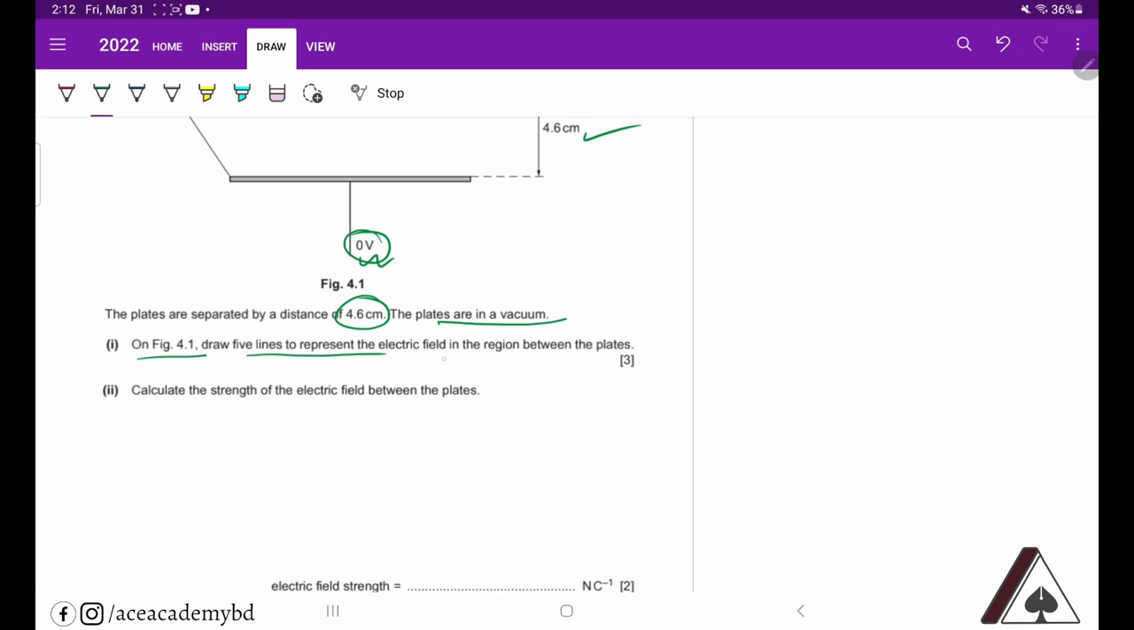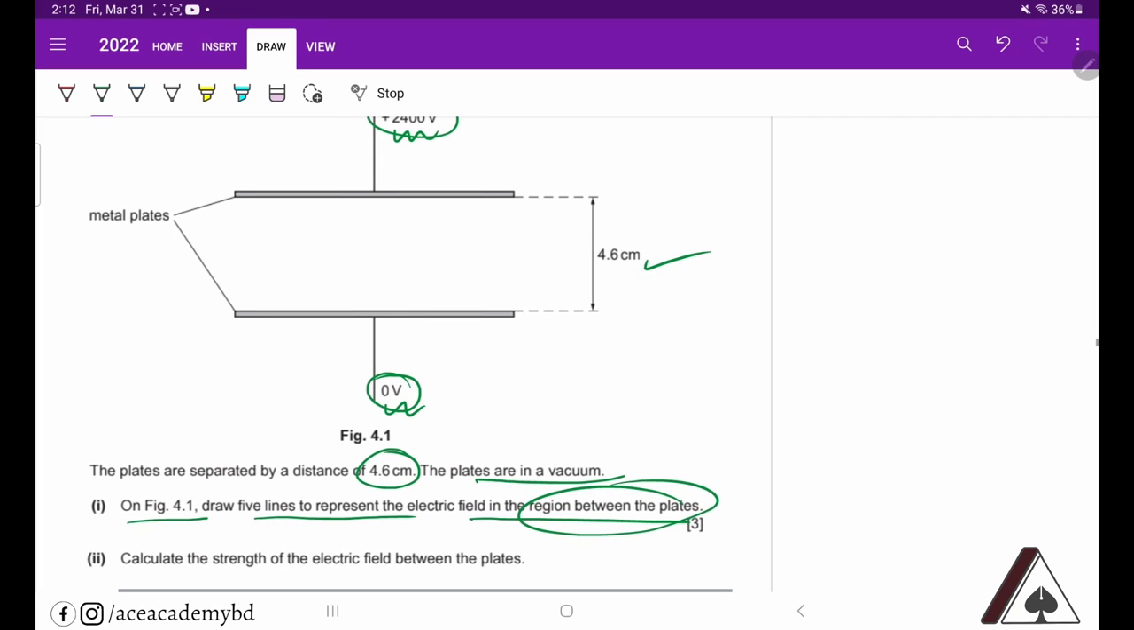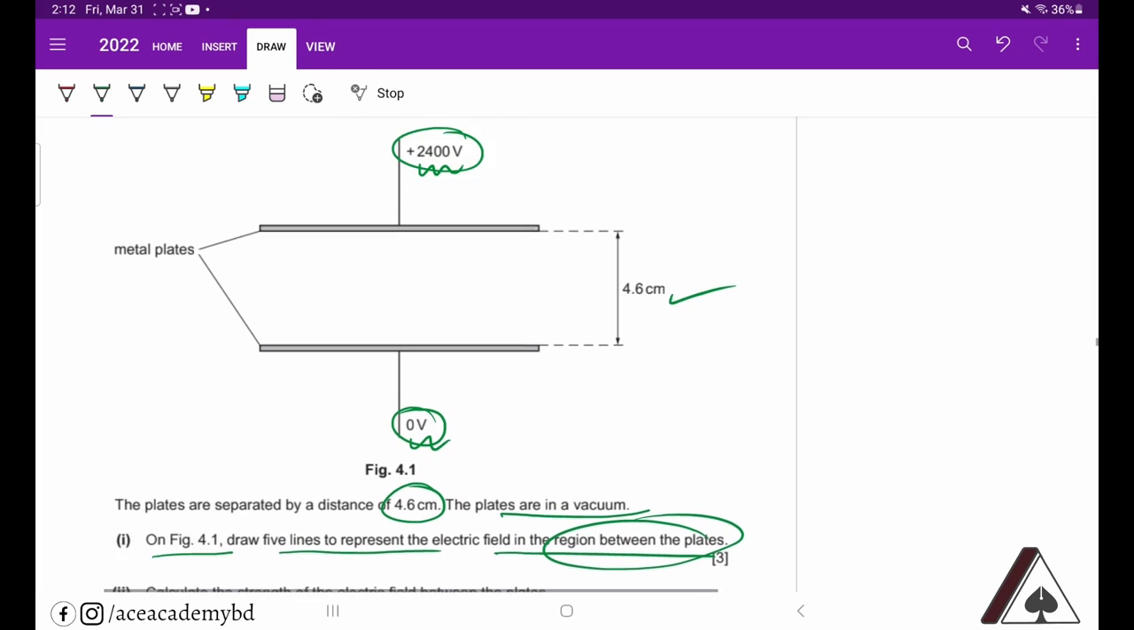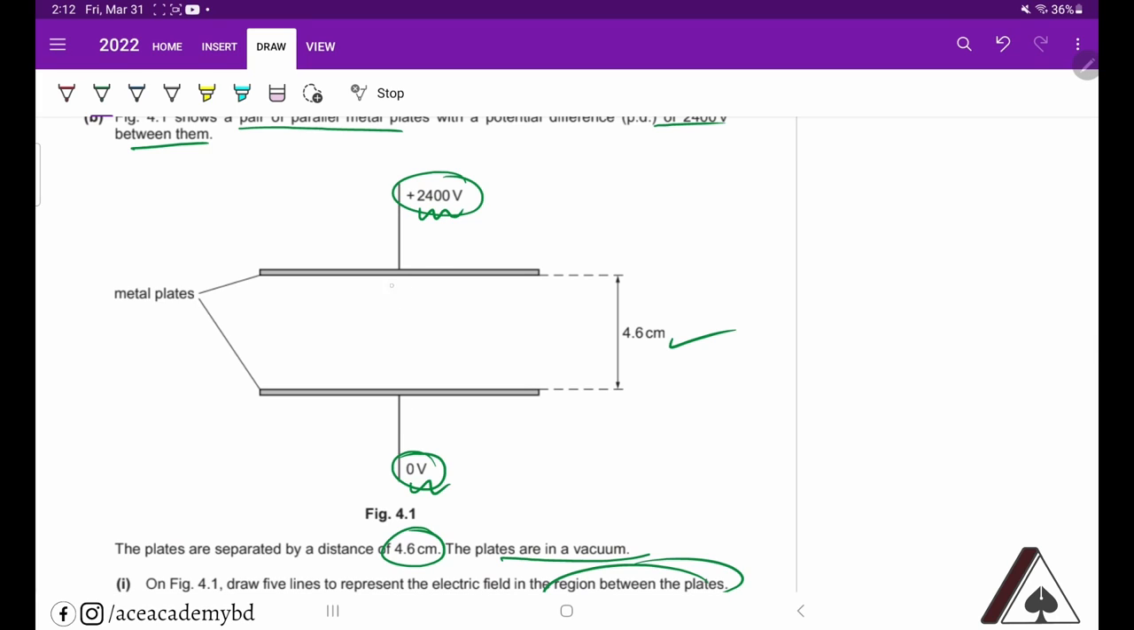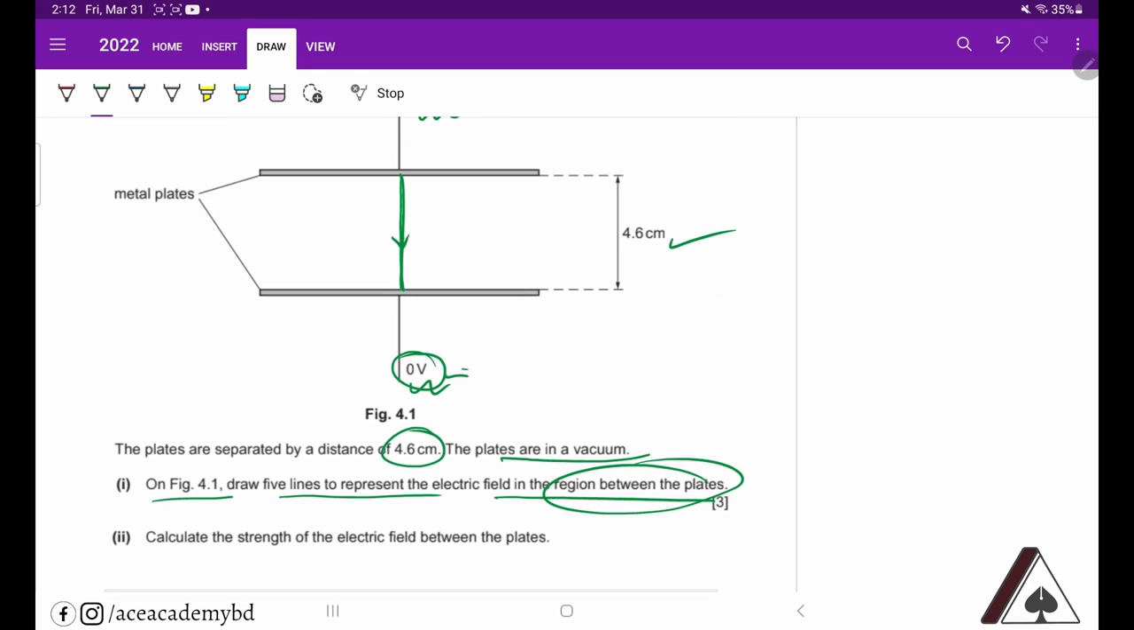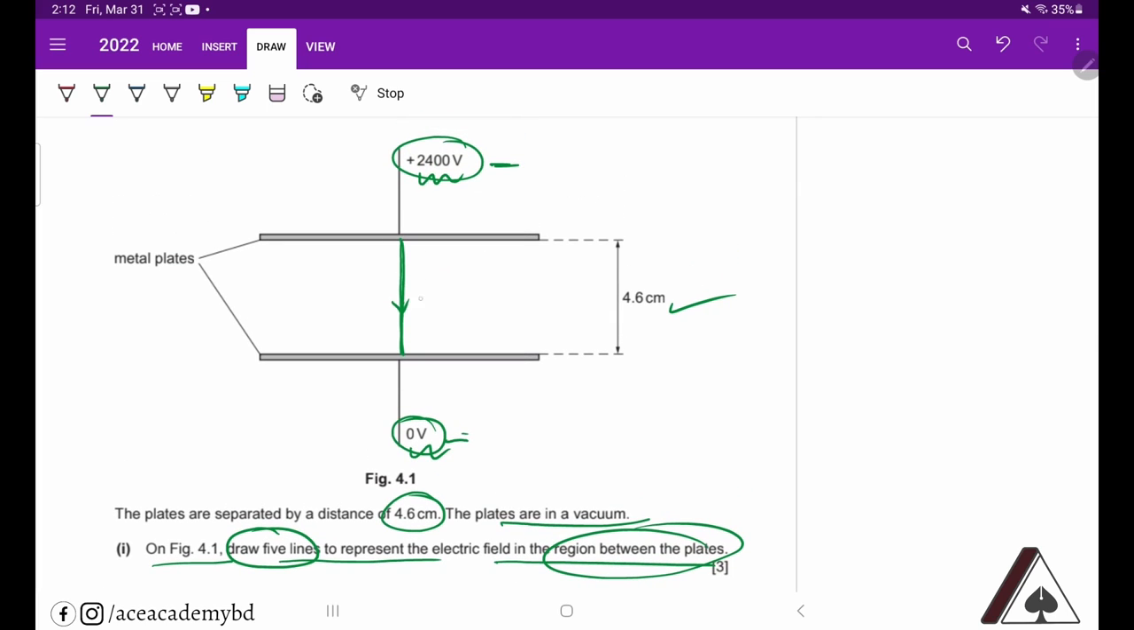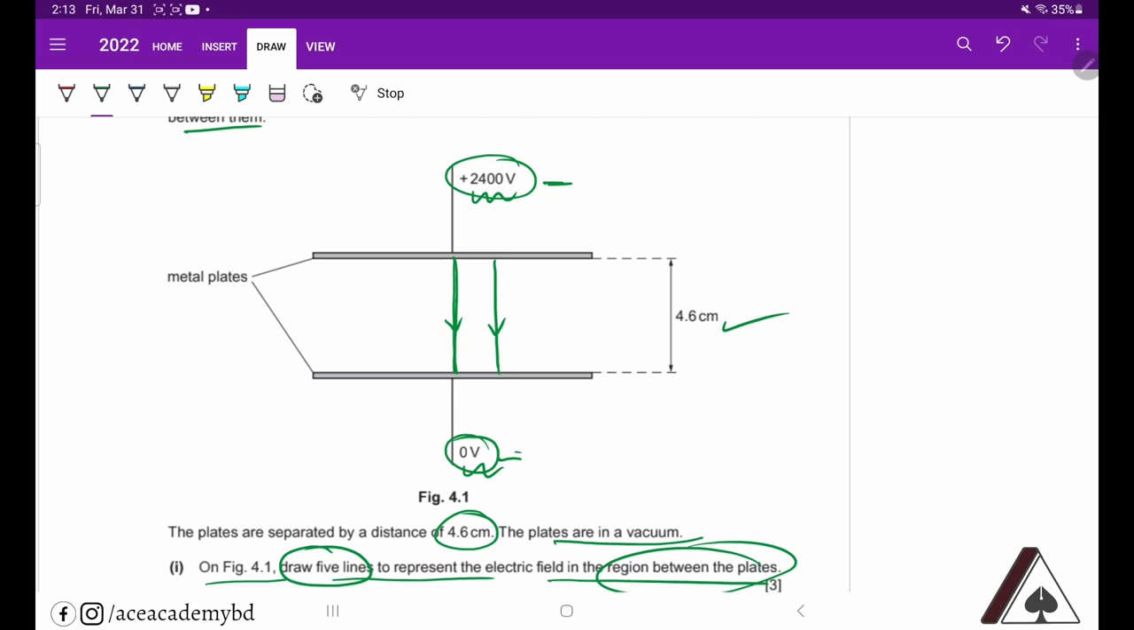On figure 4.1, draw 5 lines to represent the electric field in the region between the plates. For electric fields, they're going to be basically straight lines going from positive to negative. Since over here this is zero potential and this is a positive potential, the field lines will come from positive to the 0 volt potential. You need to make sure these are completely straight lines at 90 degrees, because they come out at 90 degree angles. Now they're saying to draw 5 lines, so we are going to draw 5 equidistant lines, because since these are parallel plates, the electric field strength inside both plates will be equal.